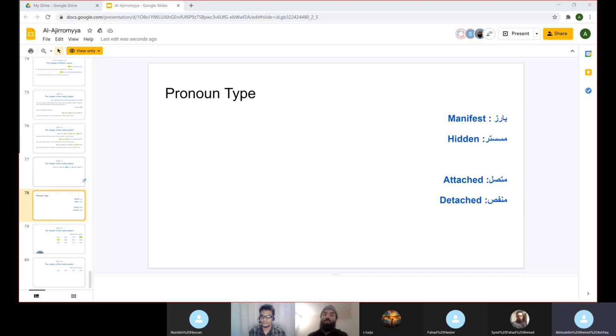This is what I added. So the pronoun types, there are two divisions. The first division is a pronoun is either manifest or hidden. Manifest is when the pronoun is explicitly attached or written, and hidden is when the pronoun is not written but implicit in the verb, right? Both of these categories belong to the attached pronouns.